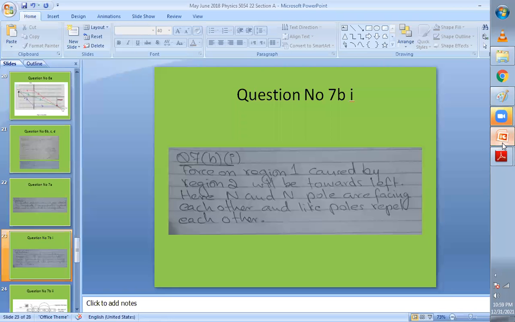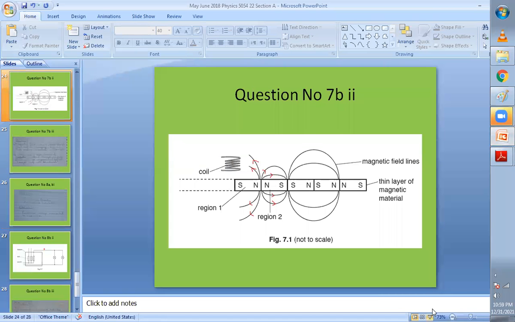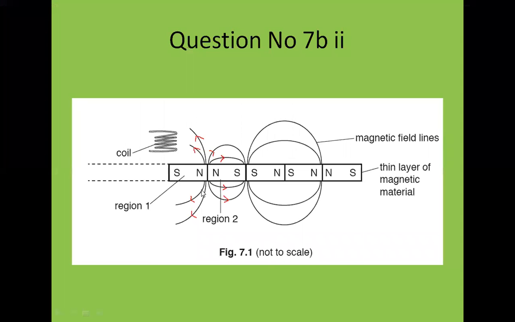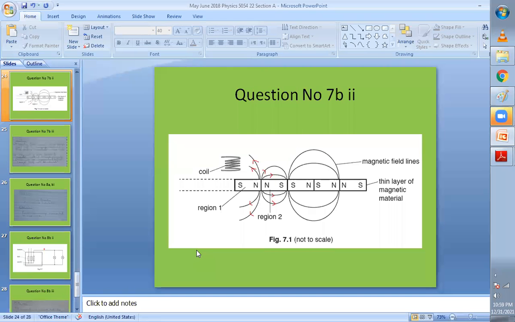Okay, so let me show you. You can see I have put the arrows which are showing the direction of the magnetic lines, because from the north, the magnetic lines come out and into the south they go. Hopefully you understand.